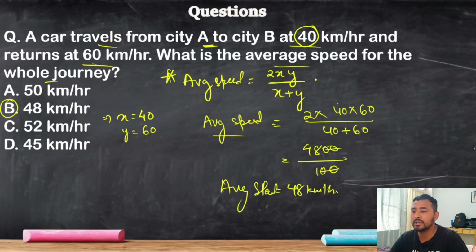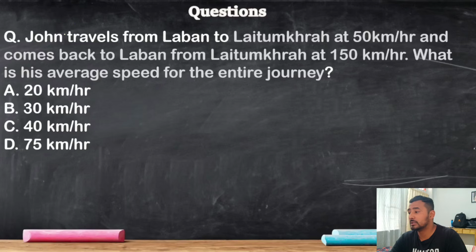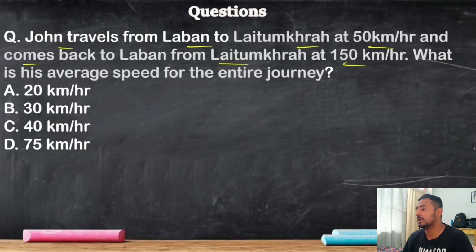Use this formula, okay? 2xy over x plus y. Let's see some more. John travels from Laban to Lamukra at 50 km per hour and comes back to Laban from Lamukra at 150 km per hour. What is his average speed for the entire journey? So again, you have to find the average speed.